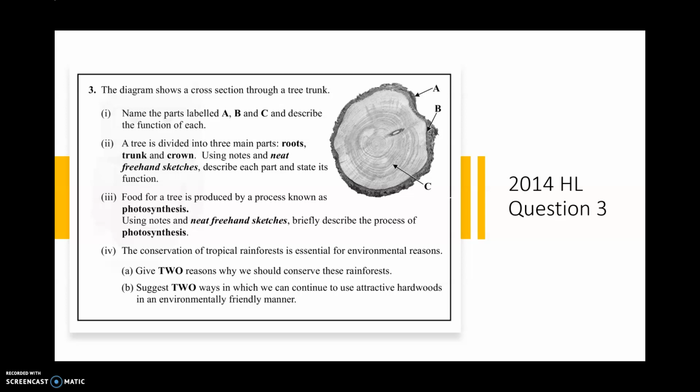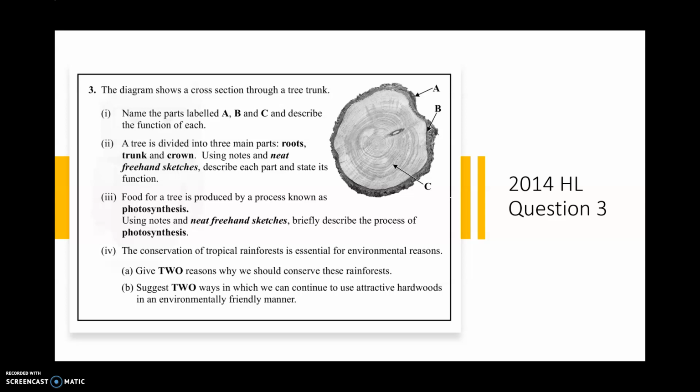We've covered that in the last couple of slides. Food for a tree is produced by a process known as photosynthesis. Using notes and neat freehand sketches, briefly describe the process of photosynthesis, done in the last couple of slides. Conservation of tropical rainforests is essential for environmental reasons. Give 2 reasons why we should conserve these rainforests. And B, suggest 2 ways in which we can continue to use attractive hardwoods in an environmentally friendly manner.